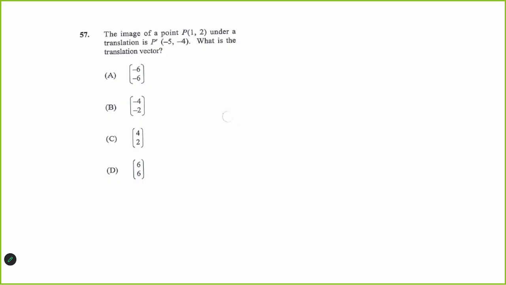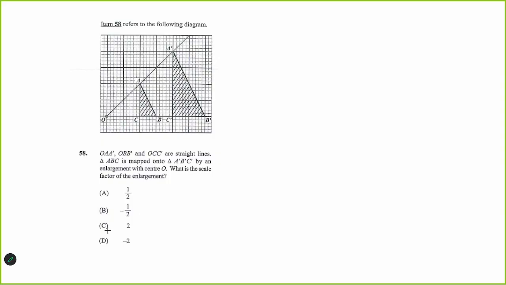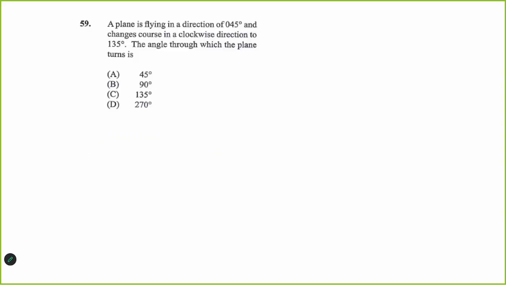Repeated question, I believe was negative 6, negative 6. That would be minus 5, minus 4. Minus 1, 2. Minus 5 minus 1 is minus 6, minus 4 minus 2 is negative 6, so the answer is A. Repeated question, scale factor is 2. Repeated question was 90 degrees.